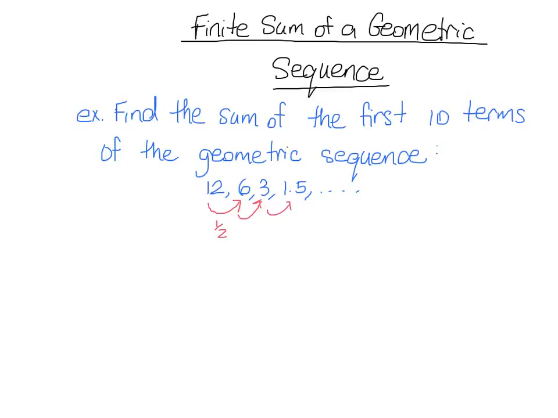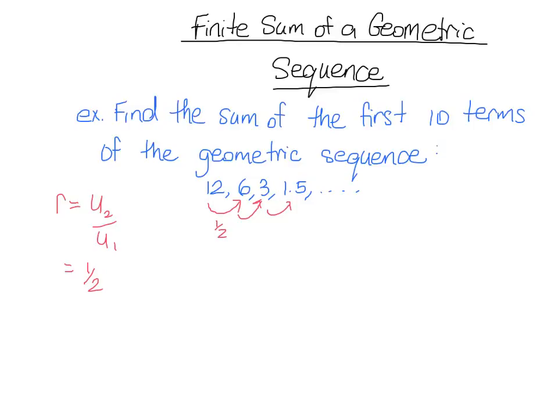And that number that we're multiplying by is a half. If you're not sure or you can't see it, to figure out what you're multiplying by each time, just do u2 over u1 or u3 over u2, doesn't matter, and it should give you, in this case, a half. Okay, so now that we know that, we can plug into a sum formula.